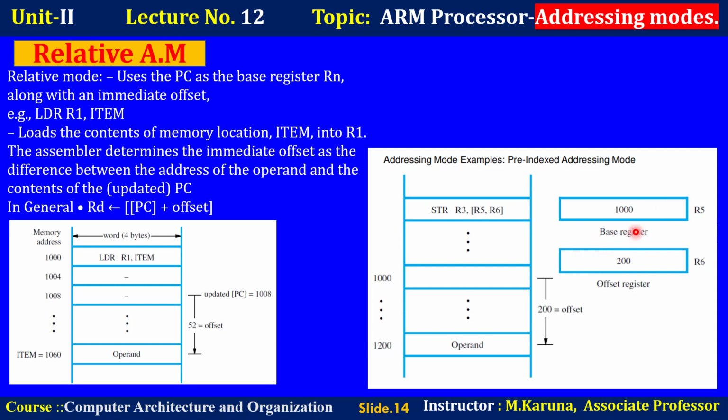This is in case of pre-indexed addressing mode. Here we are using base register R5 instead of PC. In the other case we are using PC, and in this case we are using the base address. So this is the example that comes under pre-indexed addressing mode.